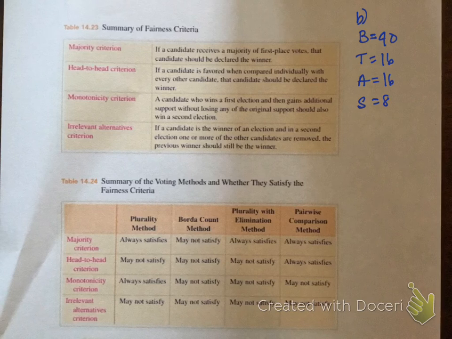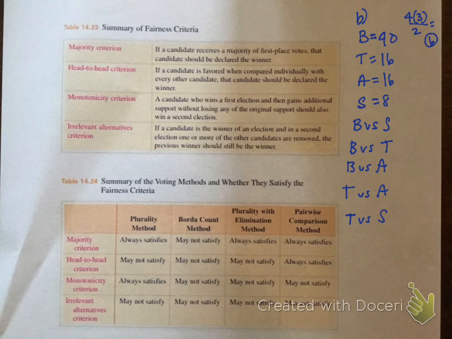Okay, so now how many pairwise do I have? I have 4 times 3 over 2. I'm going to have 6 different pairwise comparisons. Okay, so the different ones we have is B versus S, B versus T, B versus A, T versus A, T versus S, and S versus A.